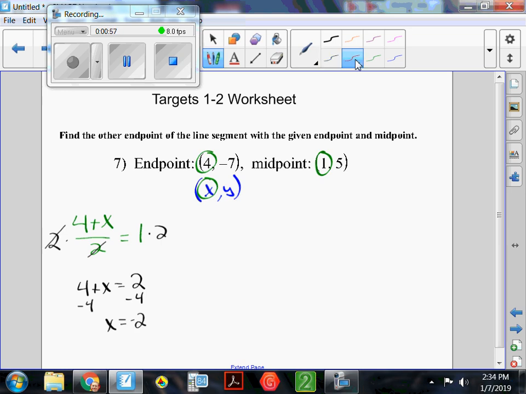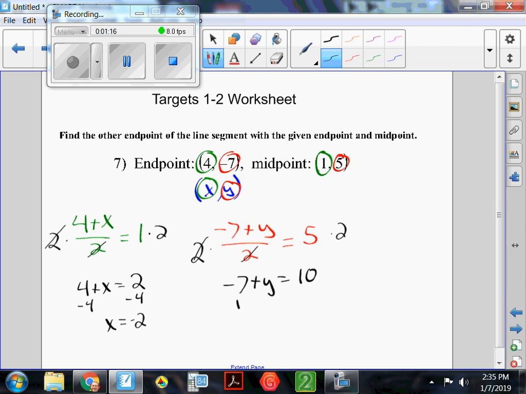We can do the same thing with the y values. Negative 7 plus y divided by 2. So the average of the y's, that's going to equal the y value 5. Multiply by 2 on both sides. Negative 7 plus y is equal to 10. Add 7 to both sides. I get y equals 17. So my endpoint should be negative 2 comma 17.